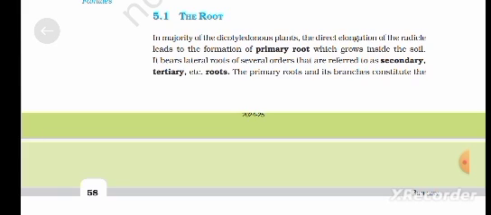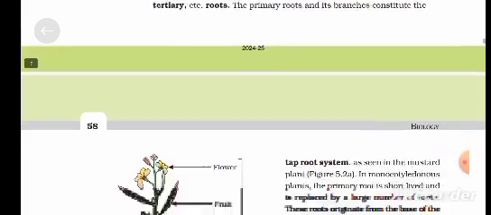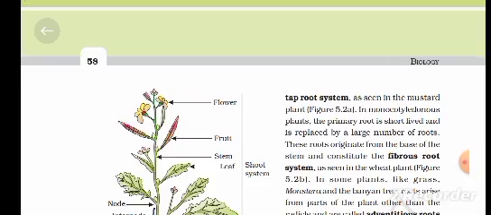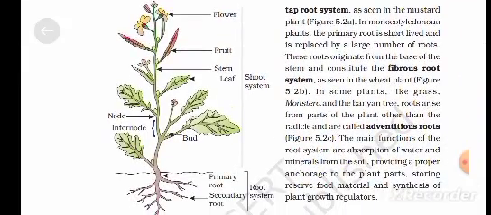In the majority of flowering plants, the direct elongation of the radicle leads to the formation of a primary root which grows inside the soil. It bears lateral roots of several orders that are referred to as secondary, tertiary, etc. roots. The primary root and its branches constitute the taproot system as seen in mustard plant. In monocotyledonous plants, the primary root is short-lived and is replaced by a large number of roots. These roots originate from the base of the stem and constitute the fibrous root system as seen in wheat plant.